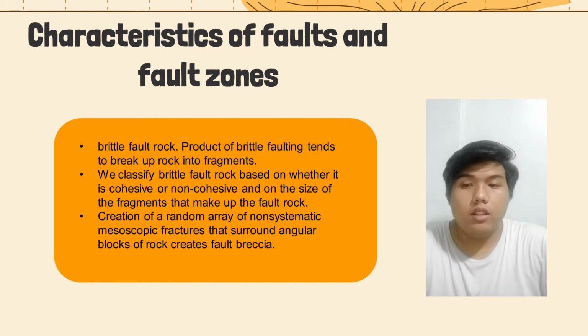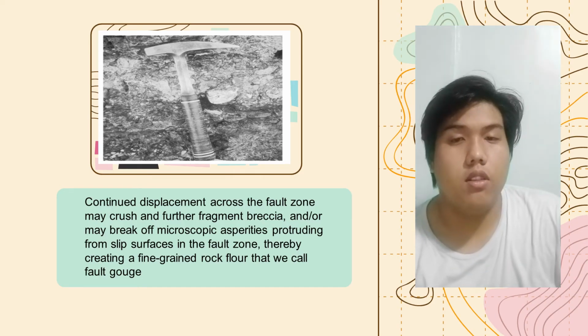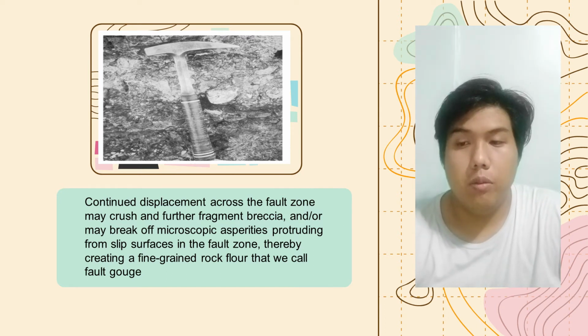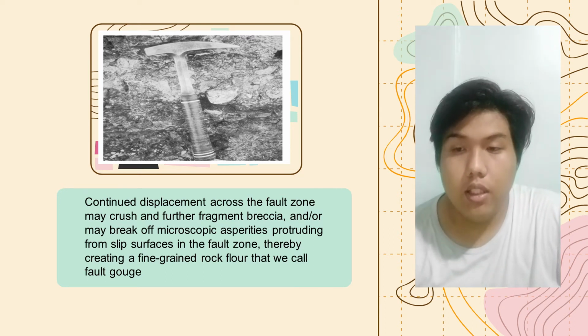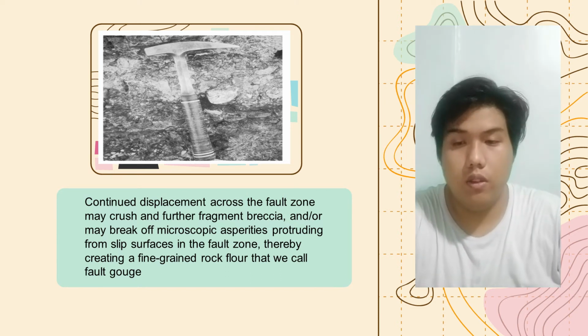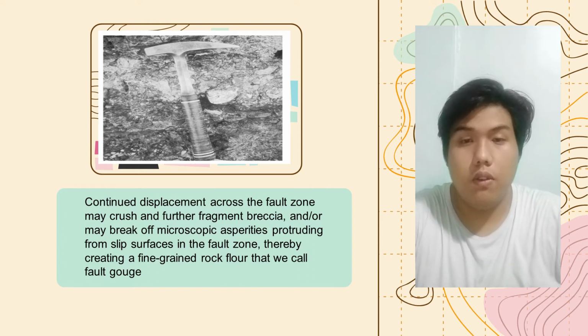The creation of a random array of non-systematic mesoscopic fractures that surround angular blocks of rock creates fault breccia. Continued displacement across the fault zone may crush breccia into further fragments, or may break off microscopic asperities protruding from the slip surface in the fault zone, thereby creating a fine-grained rock flour that we call fault gouge.